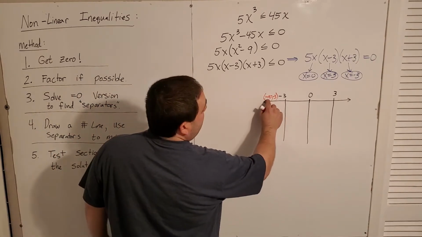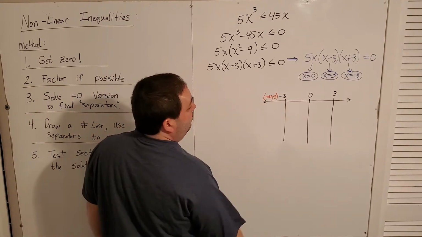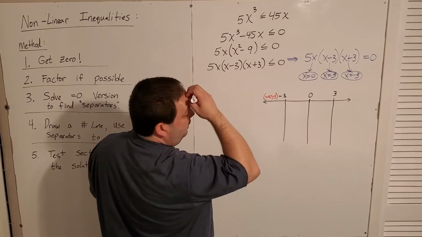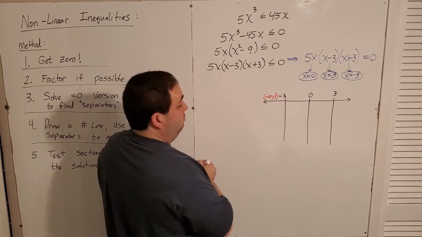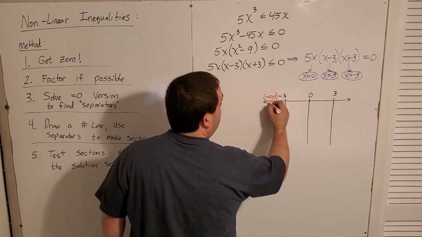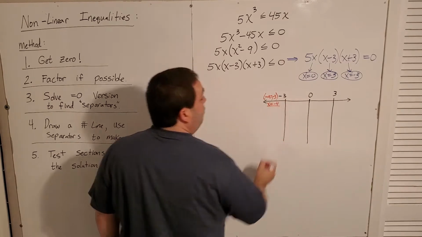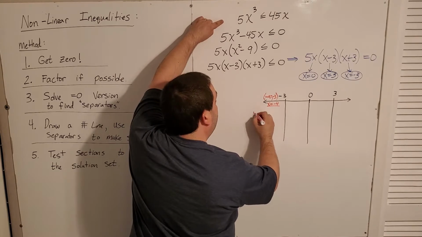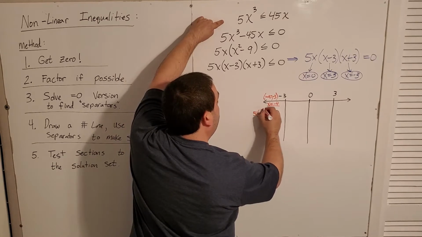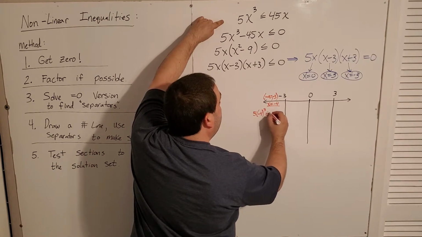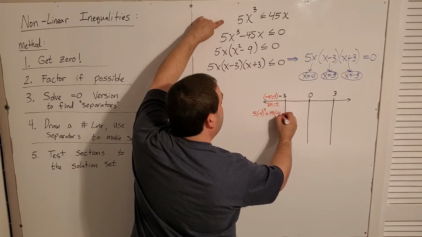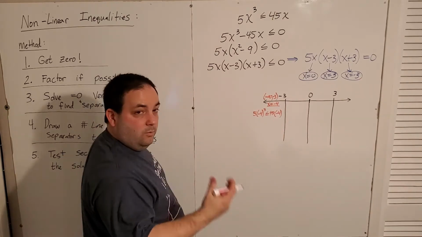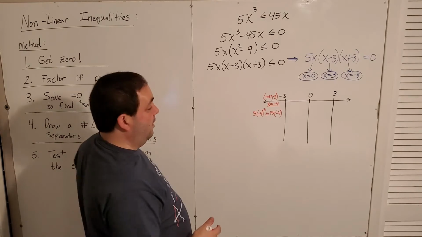So here we go, negative infinity to negative 3. I can pick any number I want. Maybe I'll pick negative 4. I'll just put x equals negative 4 to remind me what I picked, and then I'm going to plug negative 4 in. So 5 times negative 4 cubed is less than or equal to 45 times negative 4. Then we just work it out and see if it's true or false.